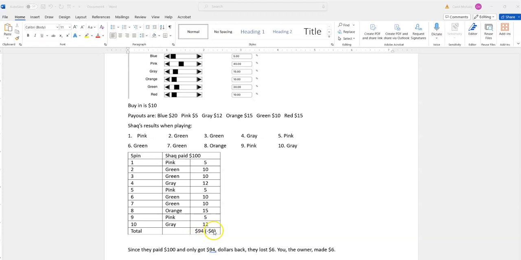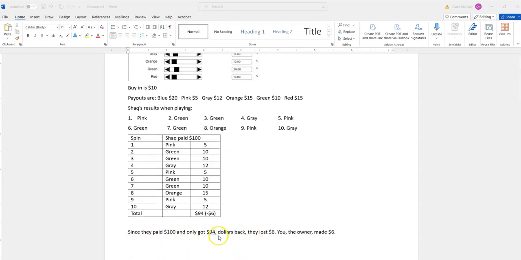That means there's $6 difference between what they paid and what they got back. Since they paid $100 and only got $94 back, they lost $6. That's what you would tell them, hey, you lost $6 on my game. You, as the owner, would say, oh, I made $6 because I took $100 and I only gave $94 back.